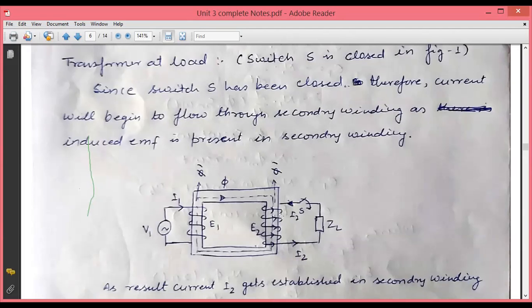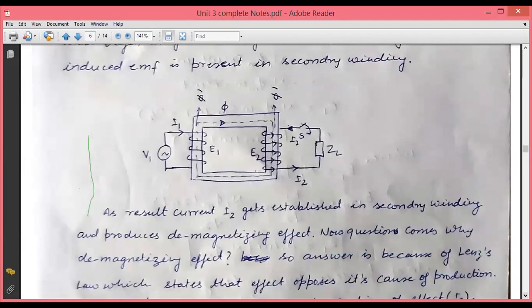Why will it produce demagnetizing flux? Because you know there is Lenz's law, and it simply says that the effect is always opposite to its cause. It means whatever is produced, it will oppose the quantity that is the reason behind it.